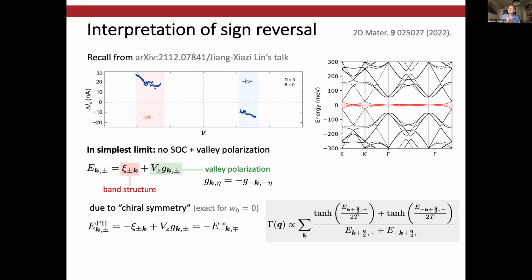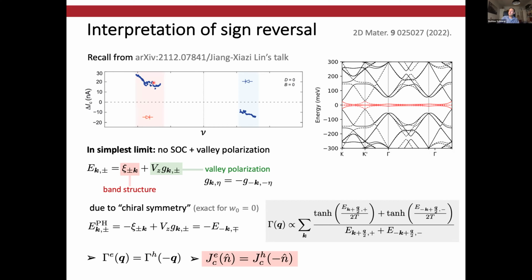And if you use this in the expression for the particle-particle bubble, you get this relation between gamma and the particle-particle bubble at electron and hole filling. And since the current is related to the gradient of this function, you get that the critical current for a certain direction at electron filling is, in this simple model, equivalent to the current in hole filling, the particle-hole conjugate filling, in the opposite direction. So in other words, you get a sign reversal of the asymmetry.